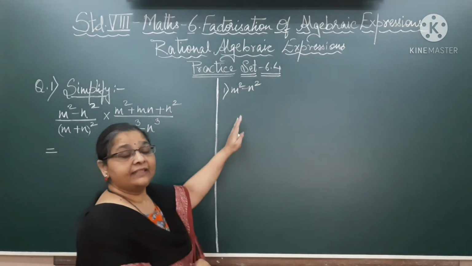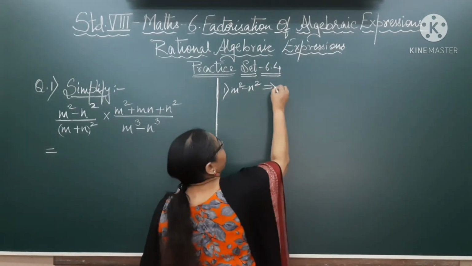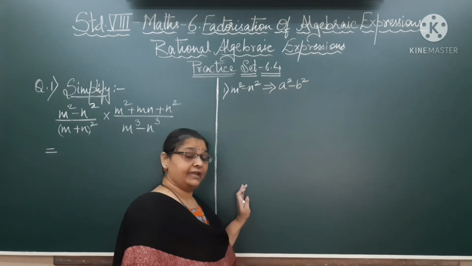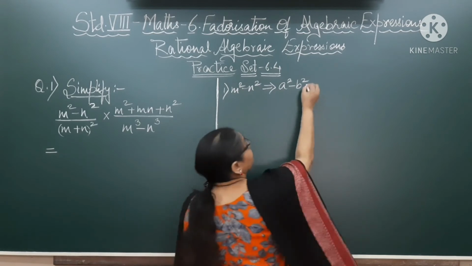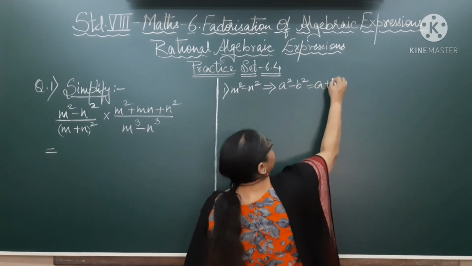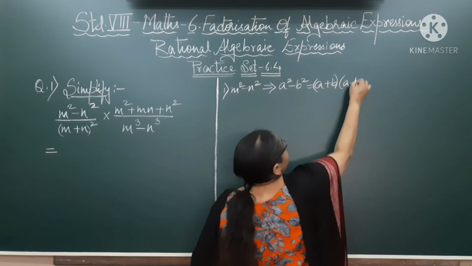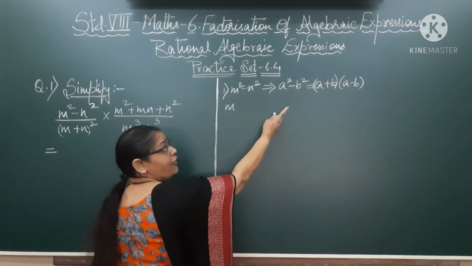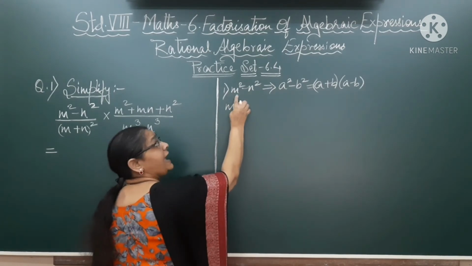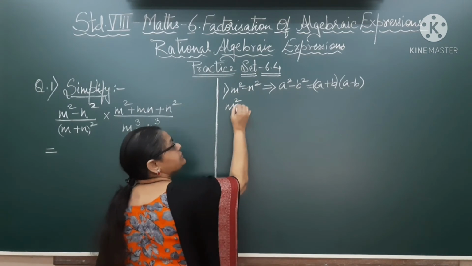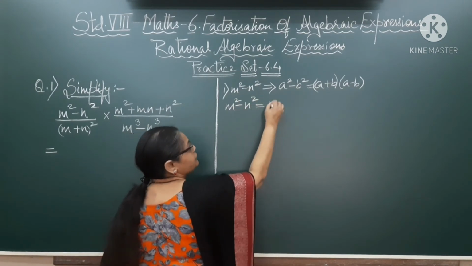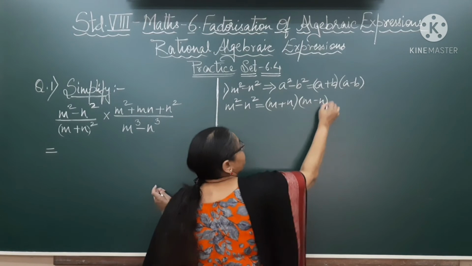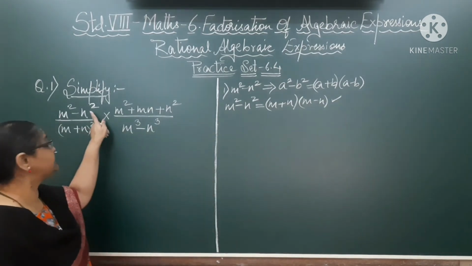Now you all can see that this is in the form of a square minus b square, and you all know the formula a square minus b square is equal to a plus b into a minus b, right? So I can now use the form of a square minus b square for m square minus n square. So m square minus n square will be equal to m plus n into m minus n. So now I have got two factors for the first algebraic expression.